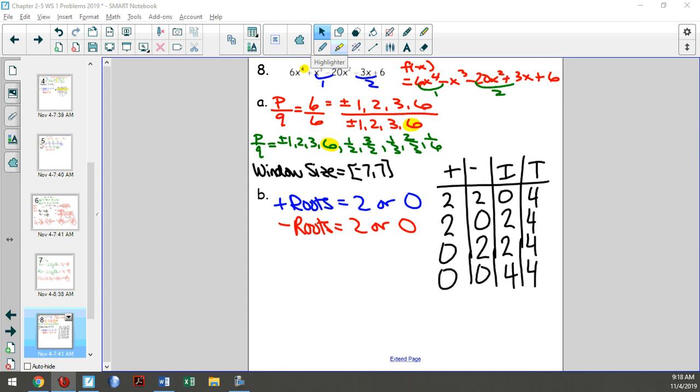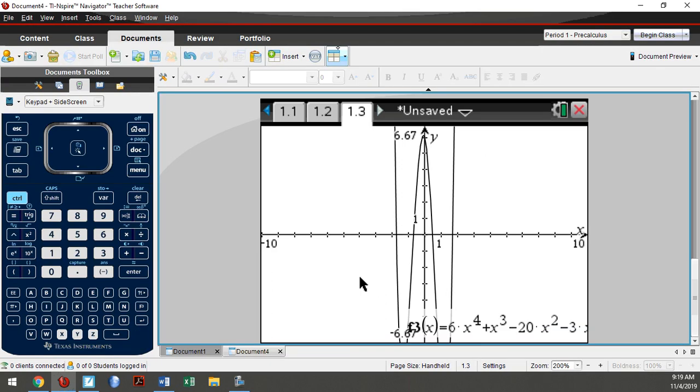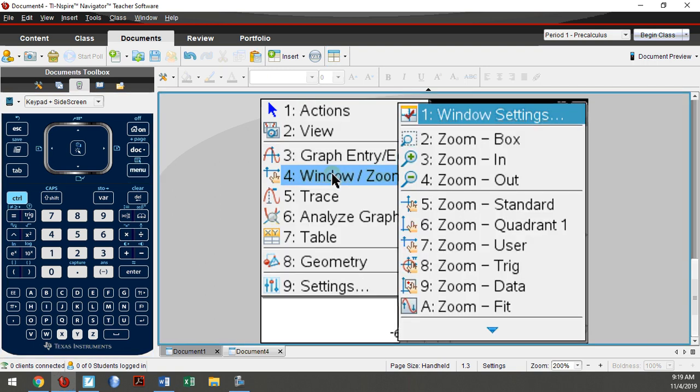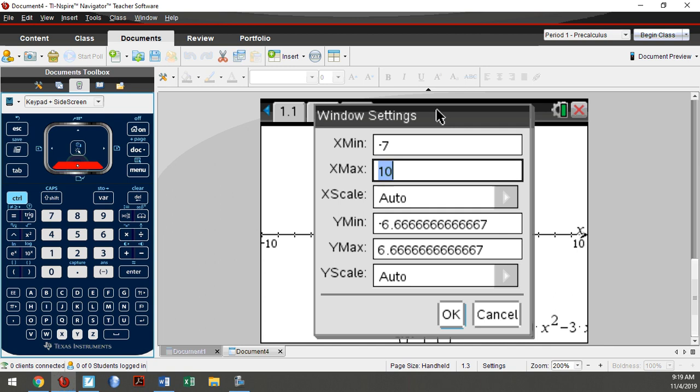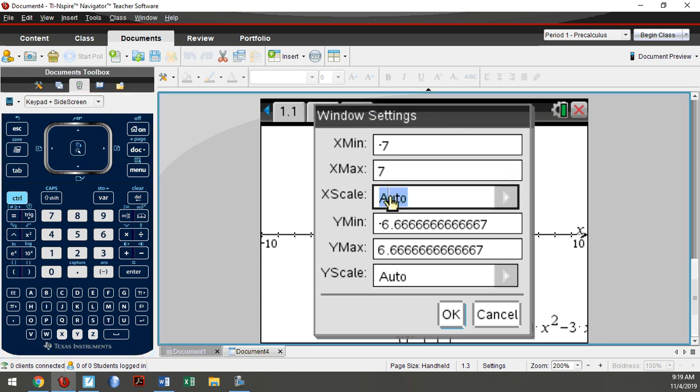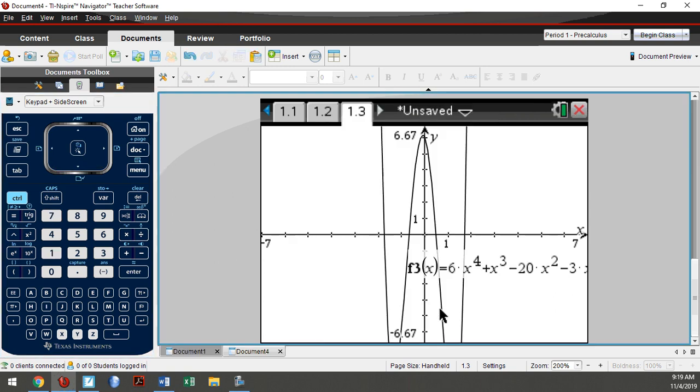And that is going to be 6x to the 4th plus x cubed minus 20x squared minus 3x plus 6. And graph. Now, what's our window size needed to be? What did we say it was? -7 to 7. So I'm going to go ahead and put that in there. I wouldn't have had to because I technically can see everything, but I want you to get used to that. So that's why I'm doing it. Do we see that, yes or no?